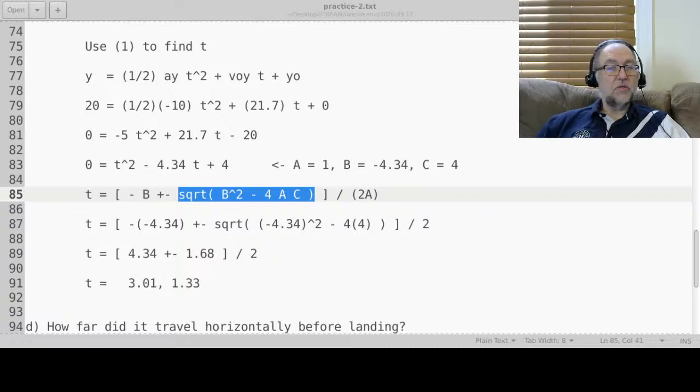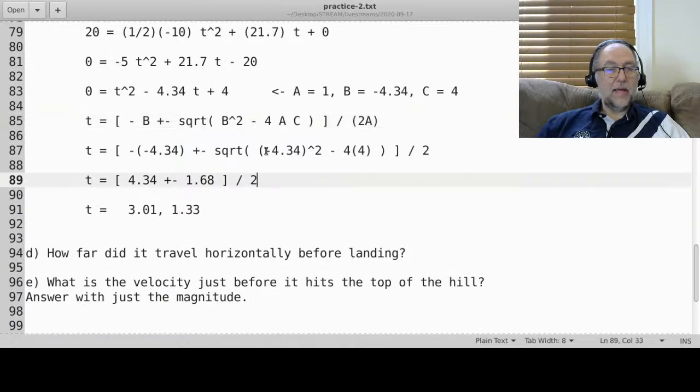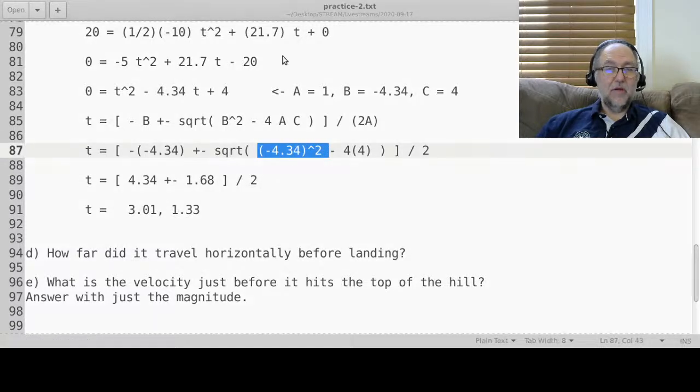Okay, and then substituting in the numbers. You just have to be careful with -4.34. When you square, you're squaring everything, including the negative. And of course, when you square a negative, you get the positive. Don't make the mistake of not squaring the negative as part of it. Otherwise, you'll get a negative under the square root, and it won't work. Okay, so there it is.